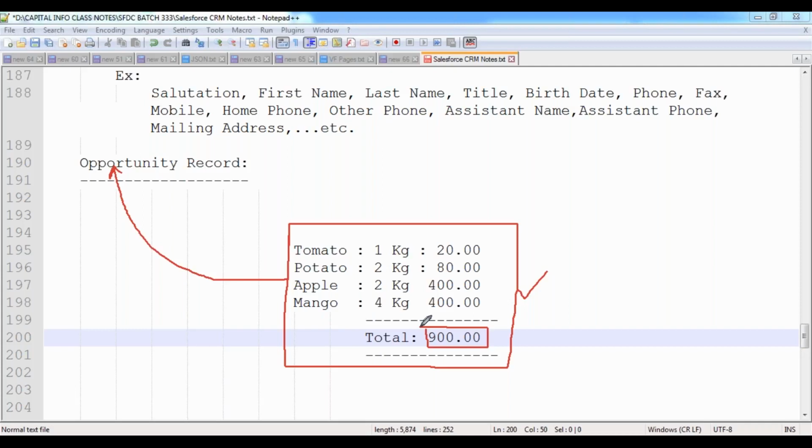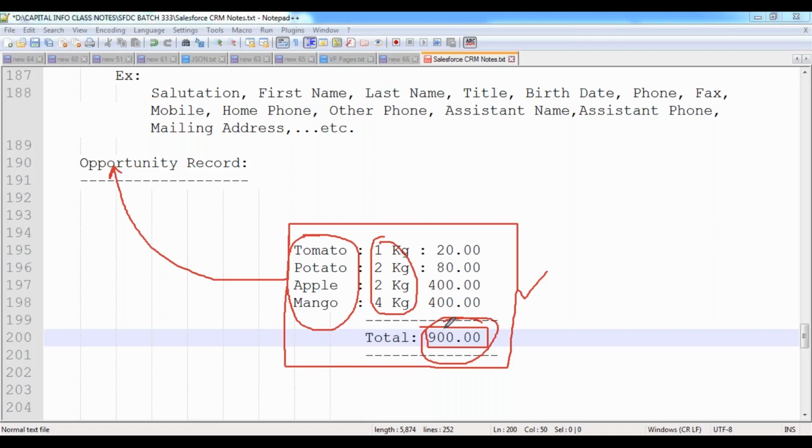So now, whatever opportunity they have generated, that means whatever bill they have generated inside that supermarket, that bill is called an opportunity. It may be any shop, it may be any organization. Whatever bill they have generated, that bill is called an opportunity. Then what does it contain? It contains what items you have purchased, that means what product you have purchased, what quantity we have purchased, and how much revenue we have generated here. This whole amount is available here.